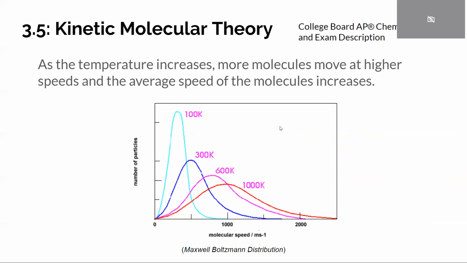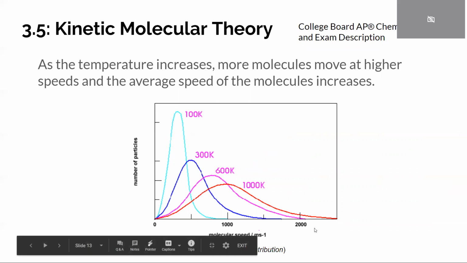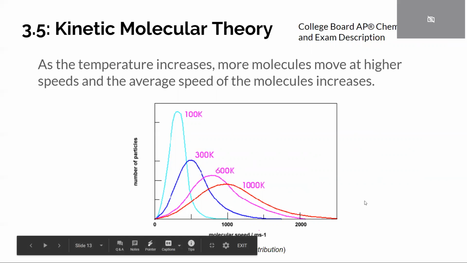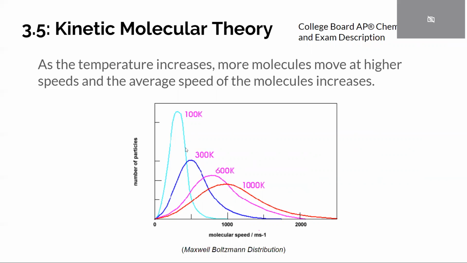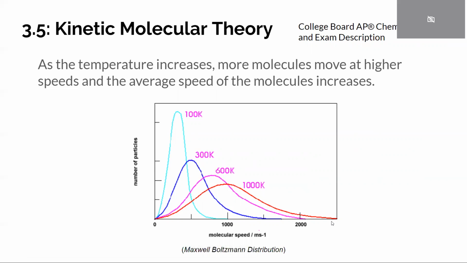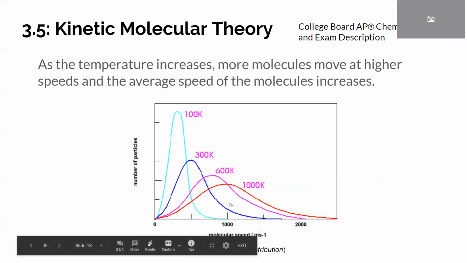This is the Maxwell-Boltzmann distribution. As the temperature increases, more molecules move at higher speeds, and the average speed of the molecules increases. As you can see, this is at 100 Kelvin, 300 Kelvin, 600 Kelvin, and 1,000 Kelvin. The x-axis is the molecular speeds, how fast the particles are moving, and this is the number of particles. Under all of these curves is the same number of particles, but what's different is that the 1,000 Kelvin curve spans way past 2,000, but 100 Kelvin only gets to 1,000.